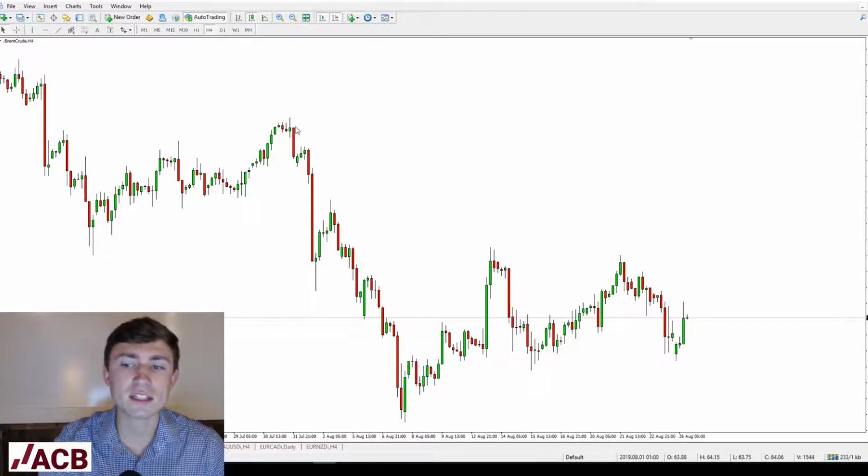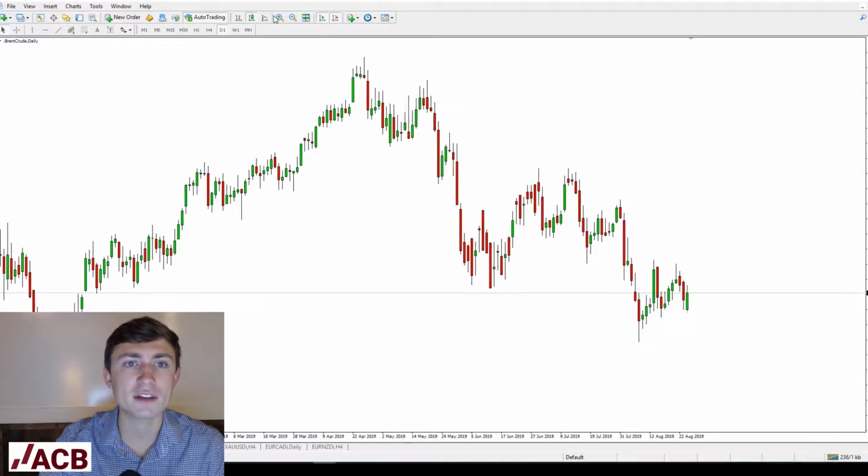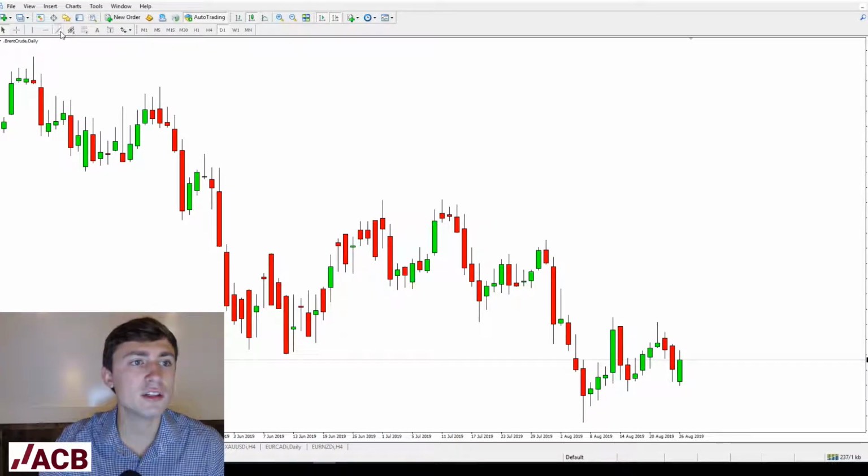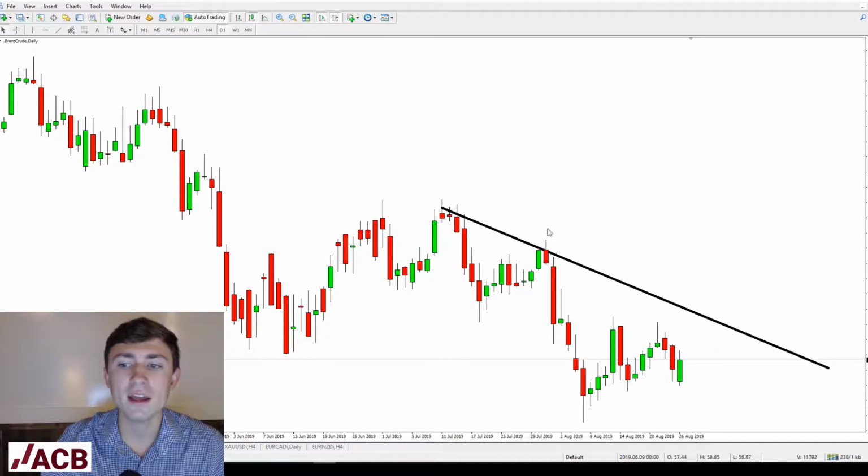Brent crude is going to be our next one, which did catch a bounce at the start of the week. If we take a look at the daily chart, we are still in the context of a longer term kind of downtrend.